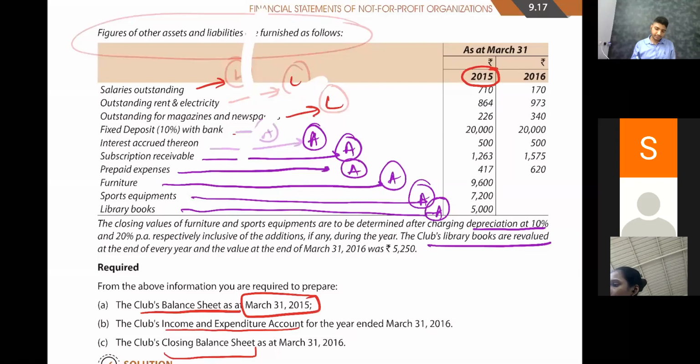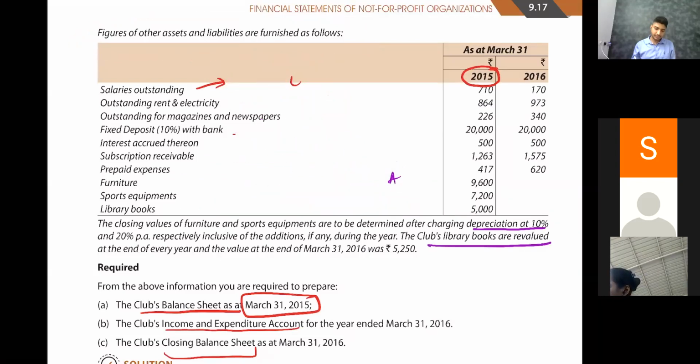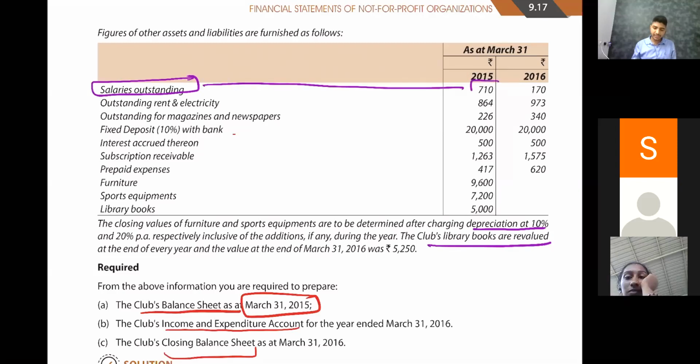This is all done. Now look at these items. Now first thing is salary outstanding. What have they given? 710 was outstanding last year and 170 is outstanding this year. So what is the current year salary? One item I will do and give it to you. All the rest items you need to do.